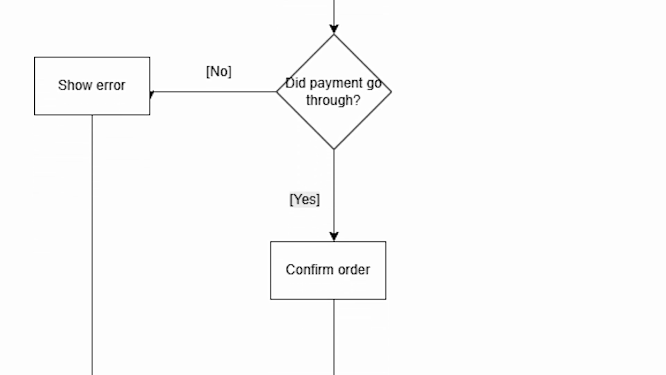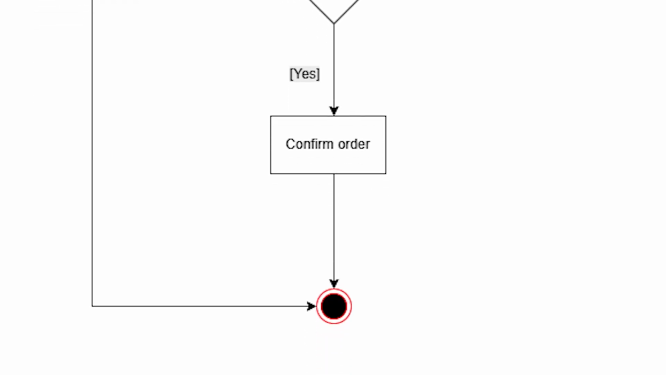You also add decisions like, did payment go through? Yes, confirm order, or no, show error. This matters because it shows you the behind the scenes logic. It's great for developers, so it's something that you're creating with developers as one of the primary audiences. It helps them to understand the logic behind the flow.